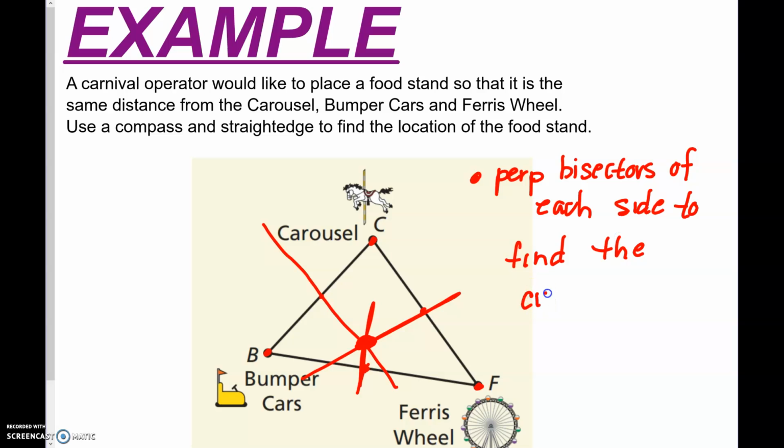This is a test question. You need to know that what would be the best thing to find? The circumcenter would be the best thing to find so that it is equidistant from each vertex. We haven't done any constructions yet, so we might just have to explain these for right now.